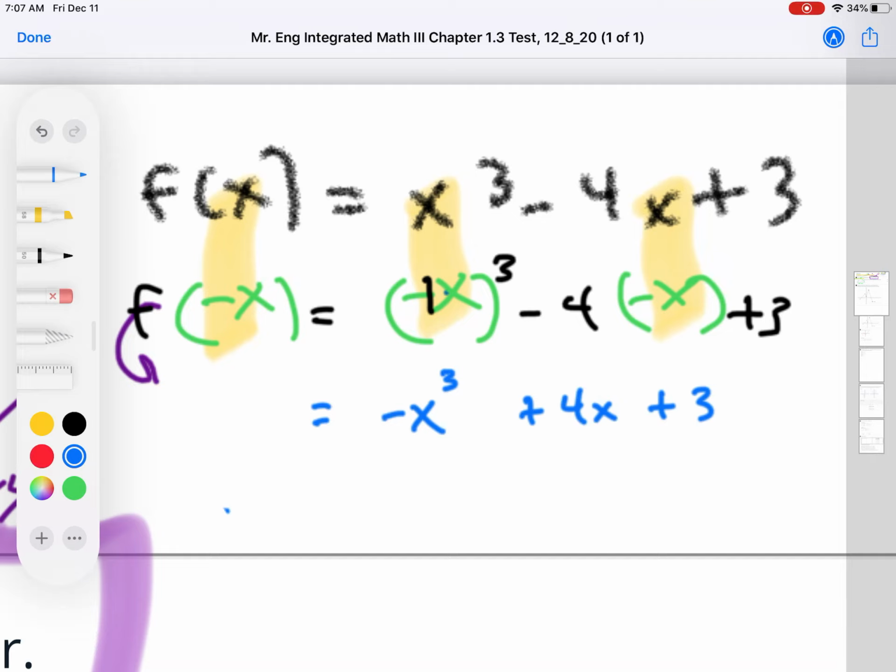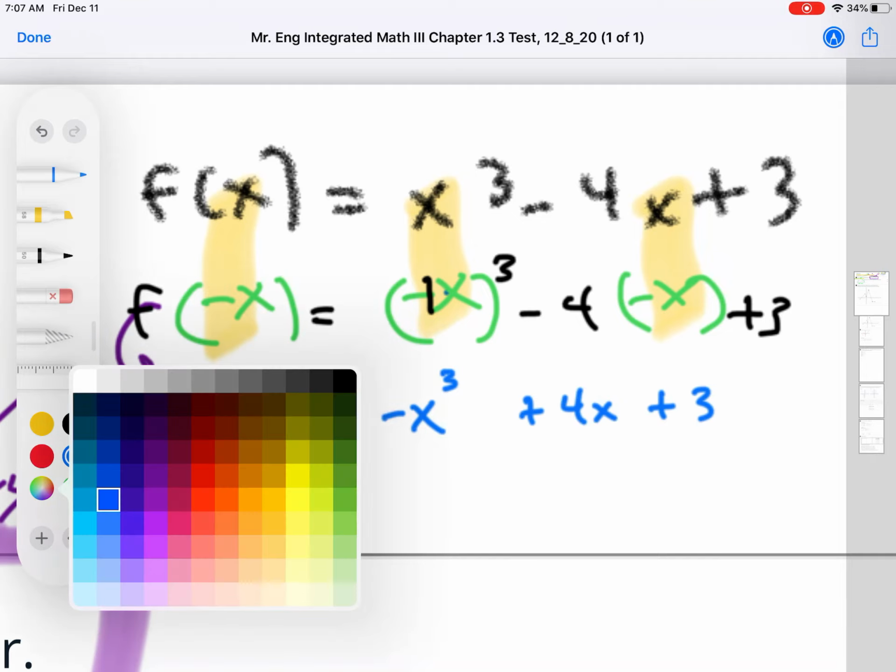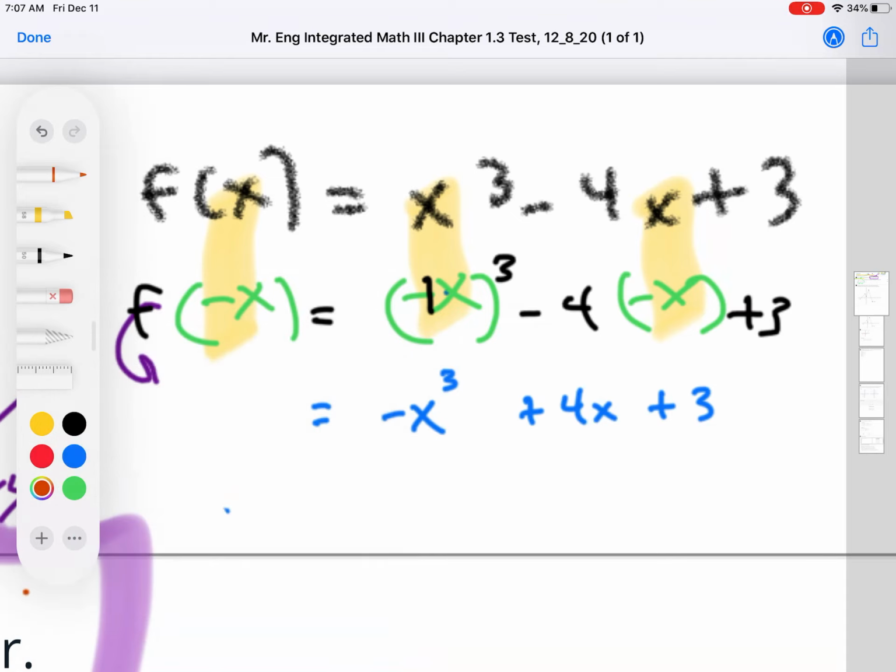Okay, quick summary of what we previously learned. If it is equal to the original, then it is an even. If it's equal to the opposite of the original, then this is an odd. That's odd, opposite x. You guys remember that? Okay, so this one has a negative in front. So let's try to factor out a negative and see if that might change our equation.